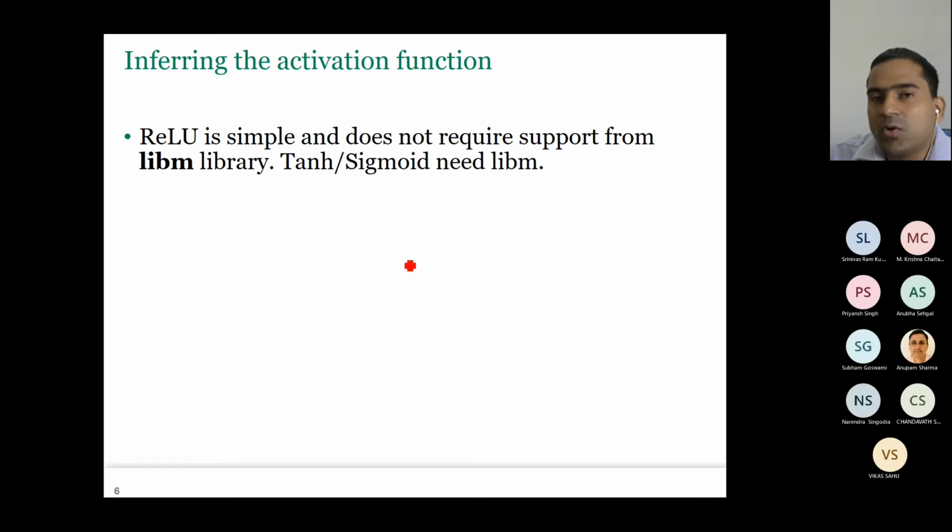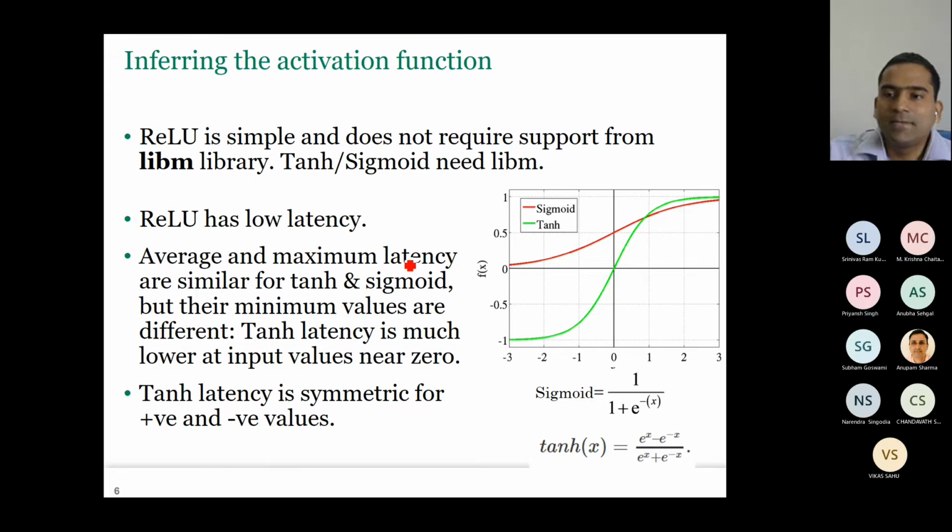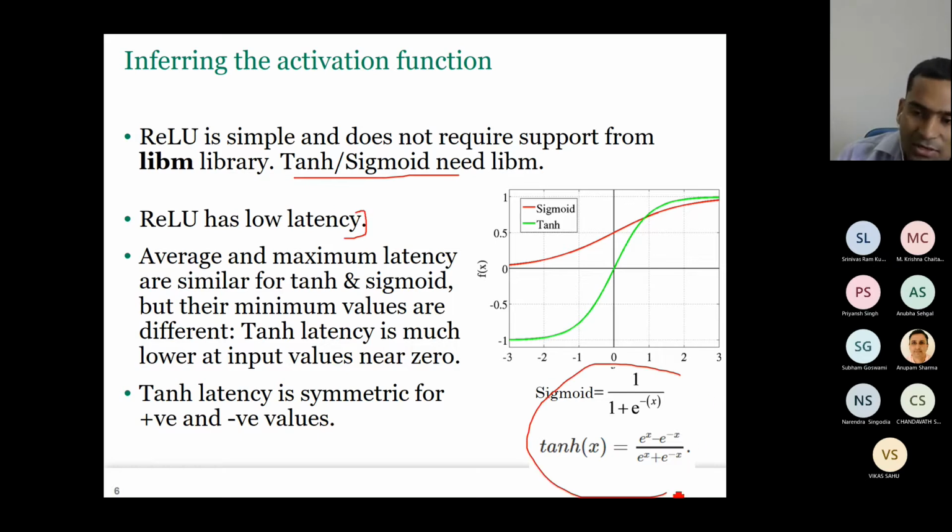Now let us see how we infer the activation function. These are the activation functions. ReLU is simple. In ReLU there is no computation being done. ReLU just sees the sign of an input value. If the input value is negative, output is 0. If the input value is positive, output is the same. You just see the sign, so that's why it has low latency. Whereas tanh and sigmoid need to compute the exponential function.